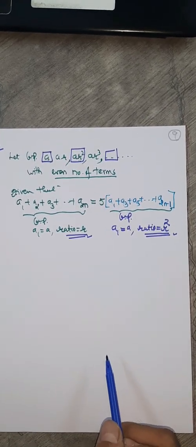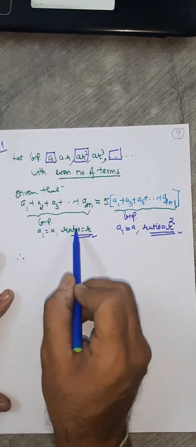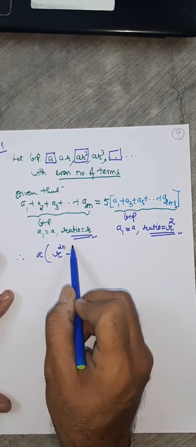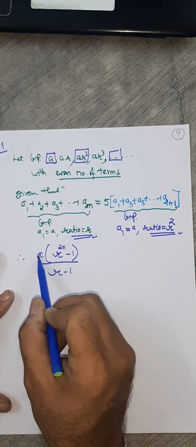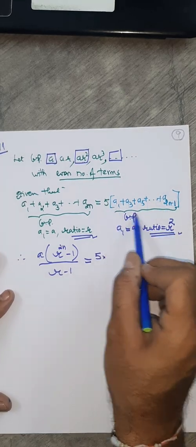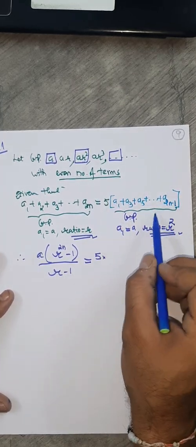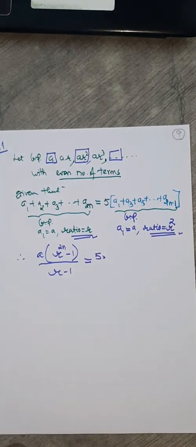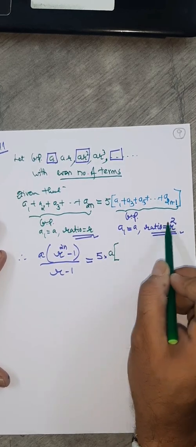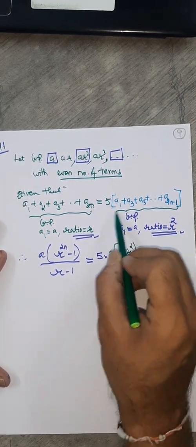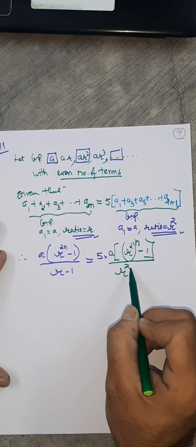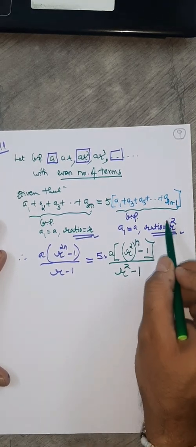Now we just write the formula. Sum of how many terms here? 2n terms. A into r raised to 2n minus 1 upon r minus 1 equals to, here, 5 times. Here, how many terms? You have just taken the terms occupying all odd places, so the total will be n terms. How many terms? n terms. What's the first term? a. Common ratio r squared. Total number of terms n, so r squared raised to n minus 1 upon r squared minus 1. Got it? Common ratio is r squared.